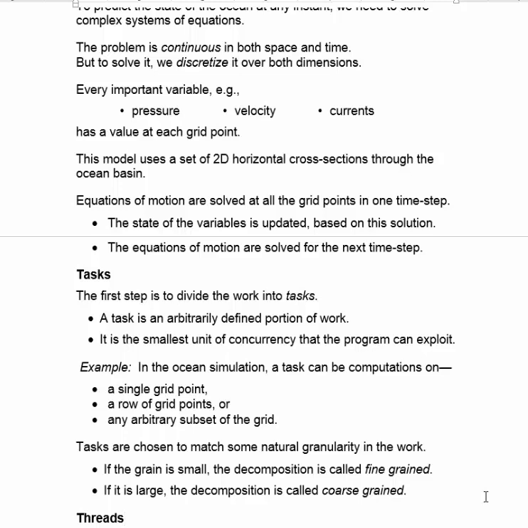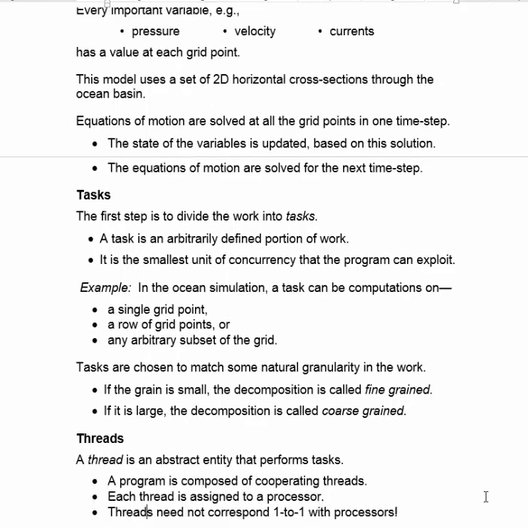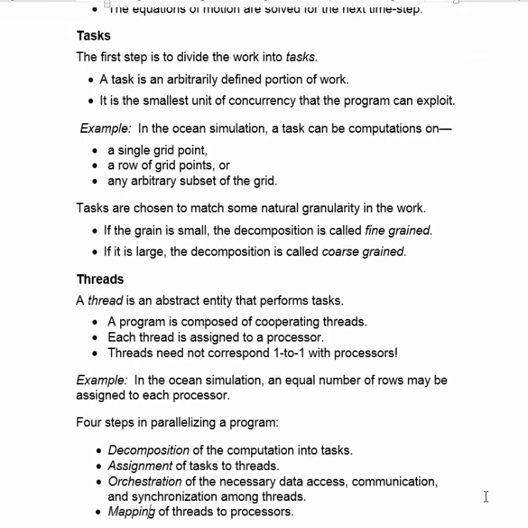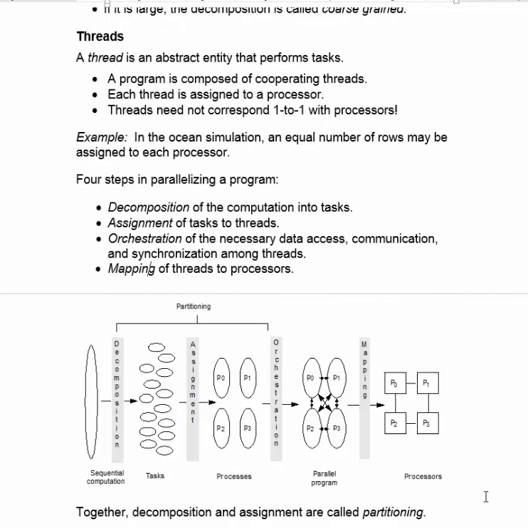The tasks in this simulation are arbitrarily defined portions of work. In this example, it's probably something like calculations on a single grid point. Yeah, that's probably too small. Maybe a row of grid points or any arbitrary subset of the grid. Tasks are chosen to represent some natural granularity in the work. If it's a small granularity, we have a fine-grained decomposition. If it's a large unit of work, we have a coarse-grained decomposition.